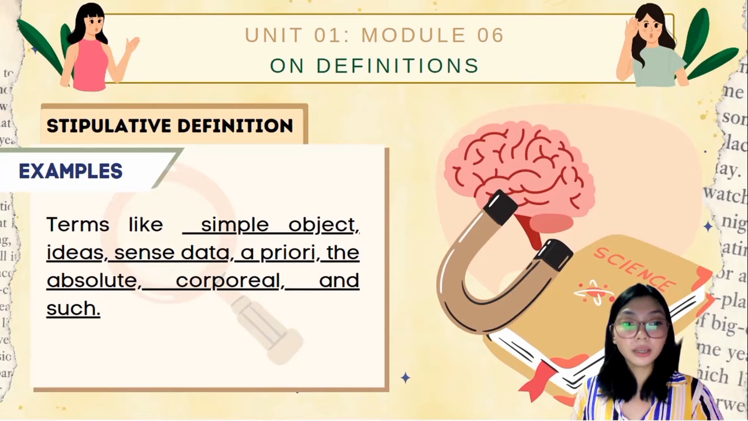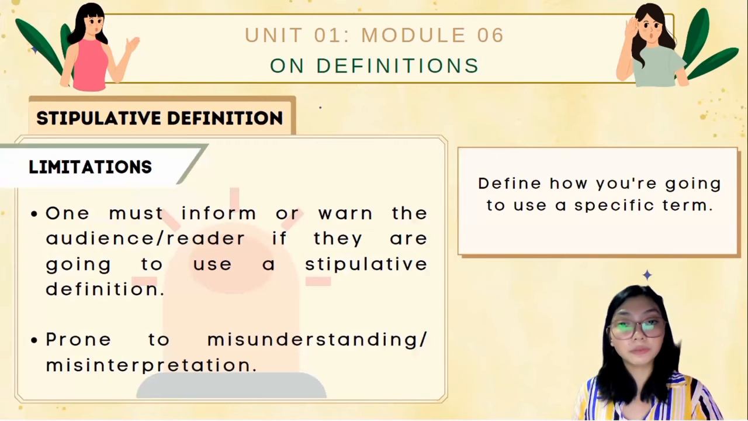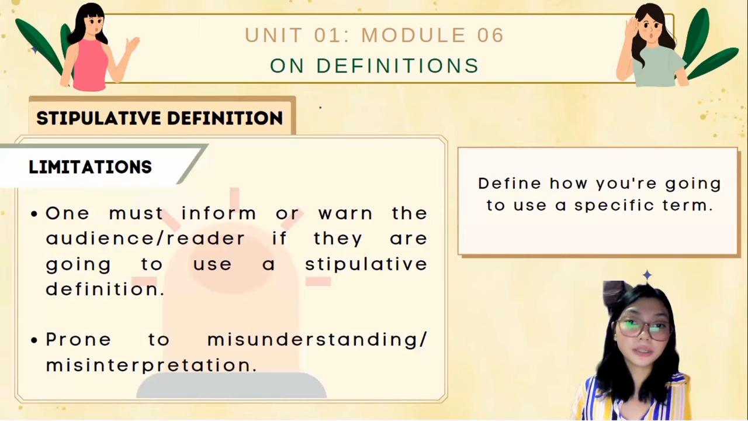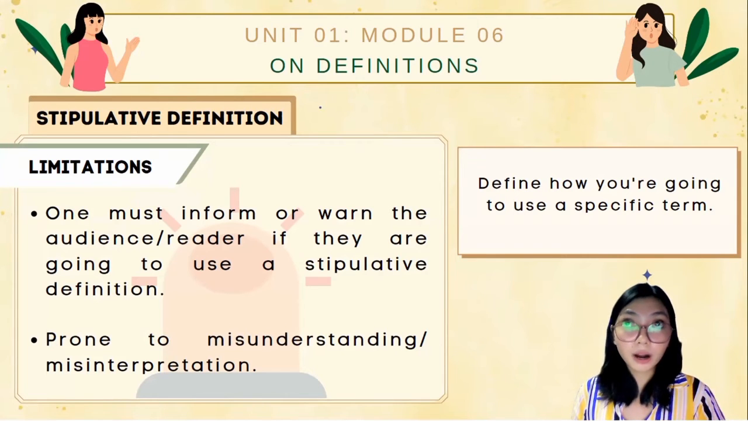And as per the limitation, of course, when we use a specific term in a specialized way, we depart from the conventional ways of defining it. Hence, it is significant that we must also inform our audience or our reader if we are to utilize this definition in order to avoid misinterpretation or misunderstanding.